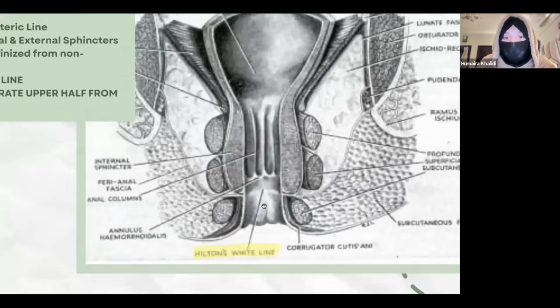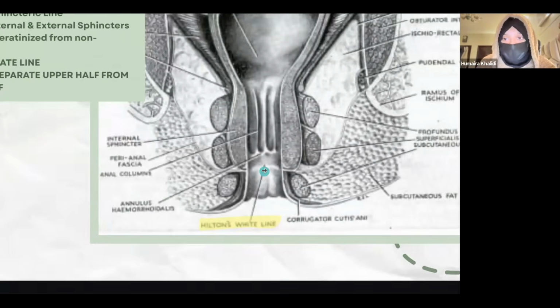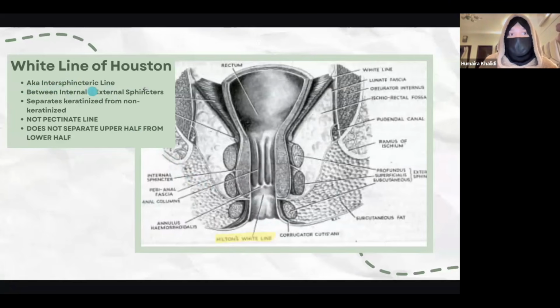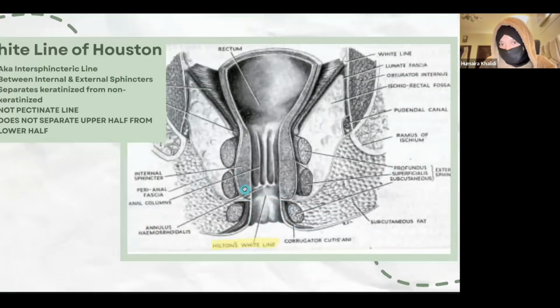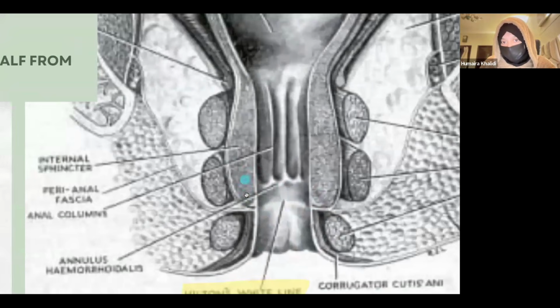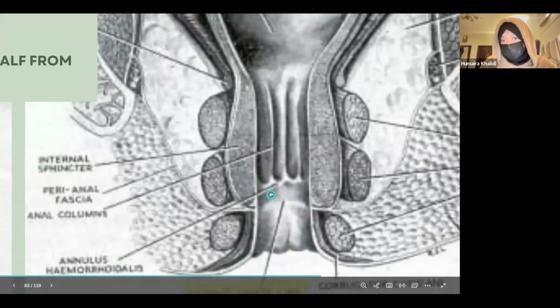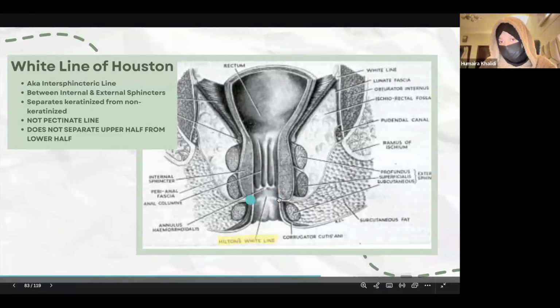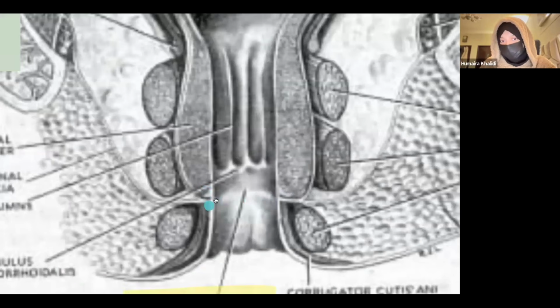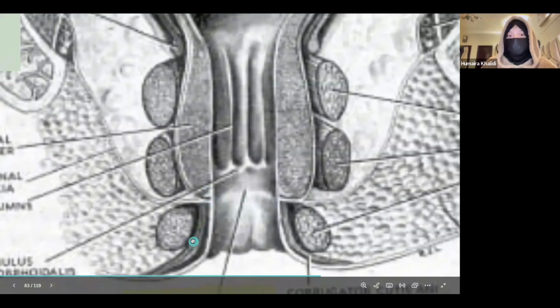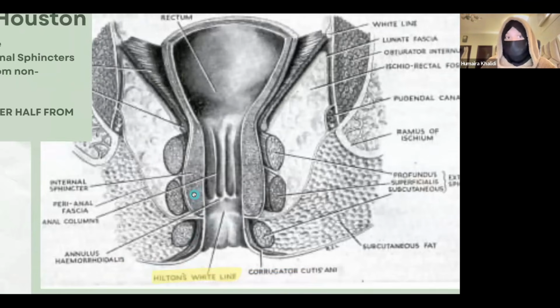All right, moving on. This is the white line of Houston, and this is something you need to keep in mind. The white line of Houston is also called the intersphincteric line because it is between the internal and external sphincters. This is the internal sphincter, this one. And the external sphincters are going to be here. It makes sense, so it separates them. These are the internal sphincters, the white line of Houston or the intersphincteric line, and the external sphincters. I think I called this external, this is internal. Don't worry about it.